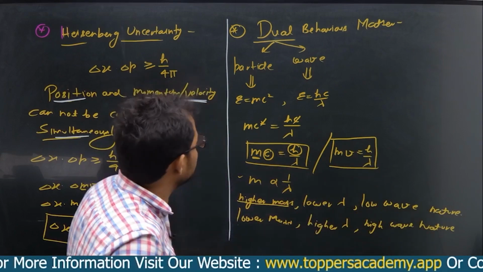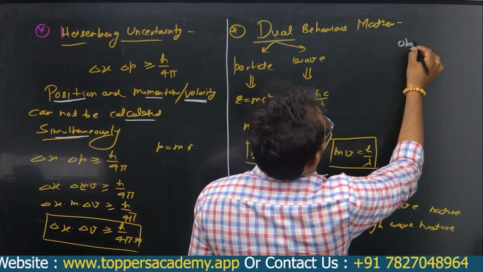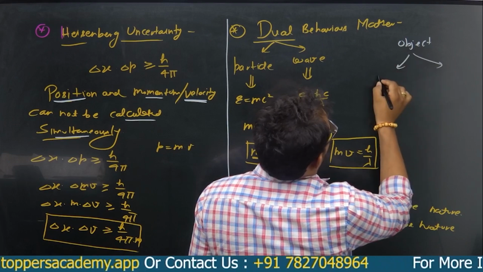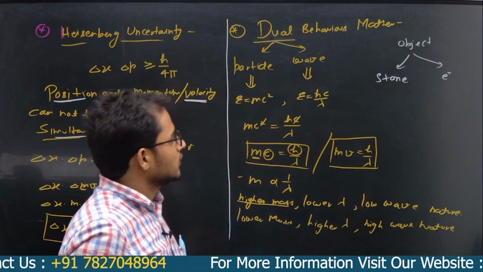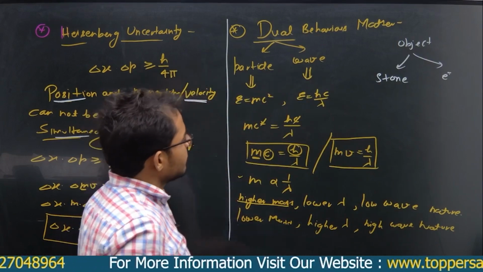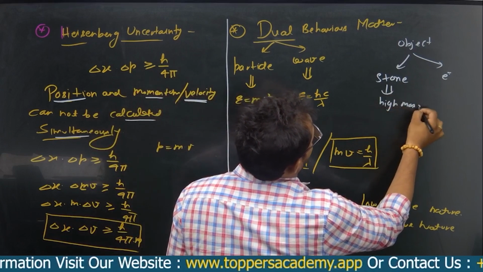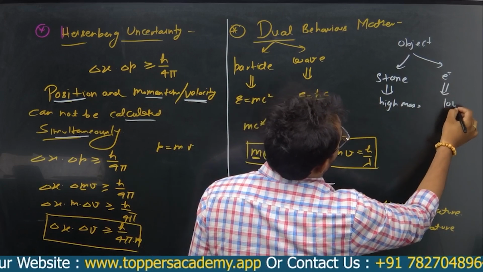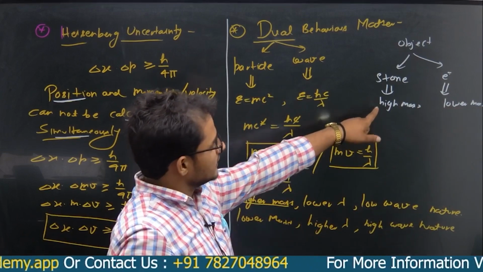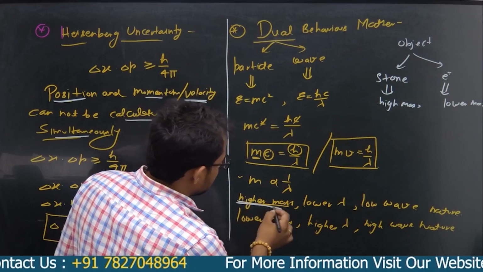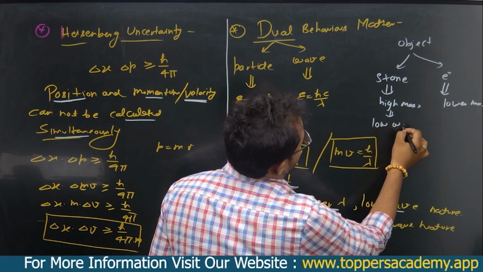So suppose I am taking an example. Suppose there are two types of object I have: a stone, and an electron or atom or molecule, right? These have very minute mass. This stone has high mass as compared to the mass of an electron, which has lower mass. So the stone has high mass. If high mass, then lower will be lambda and lower wave nature. So it will show low wave nature.